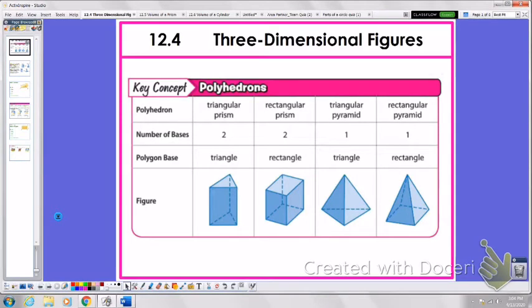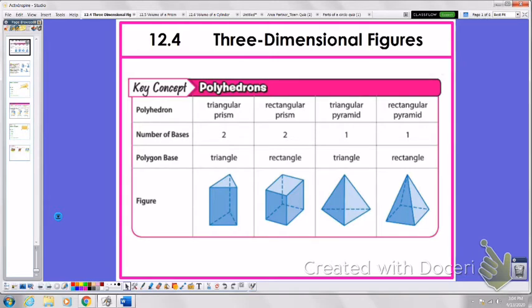Alright guys, so in section 12.4 we're going to start talking about three-dimensional figures. Up to this point we've only talked about two-dimensional, mostly circles, but in this lesson we'll finally start getting into those three-dimensionals. So to start off, we're going to talk about naming them.